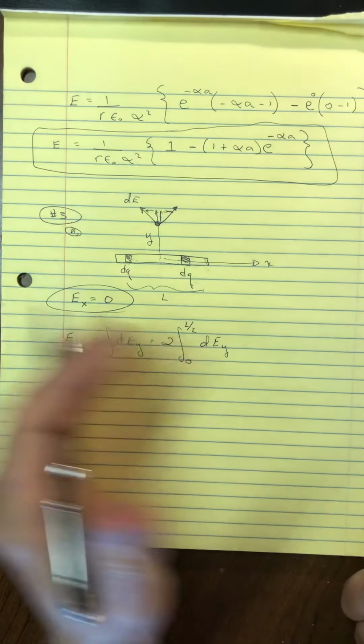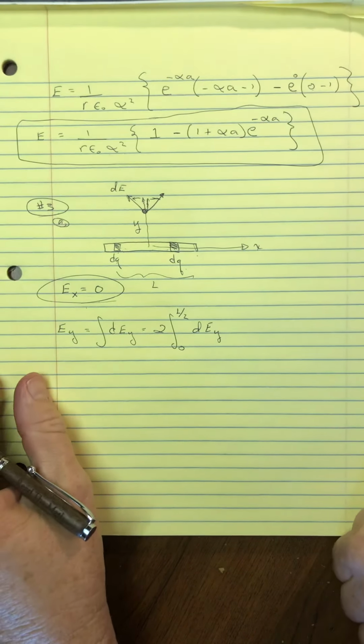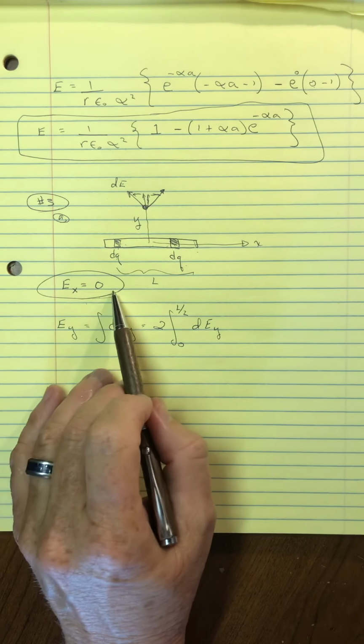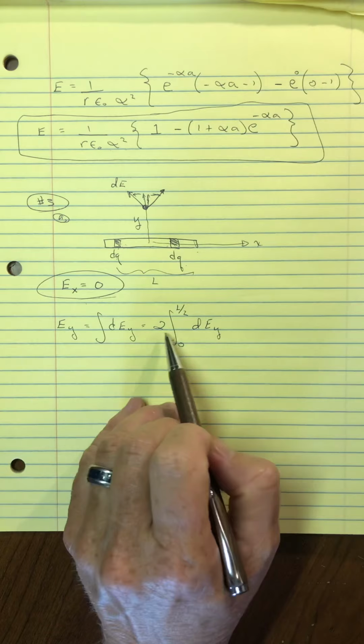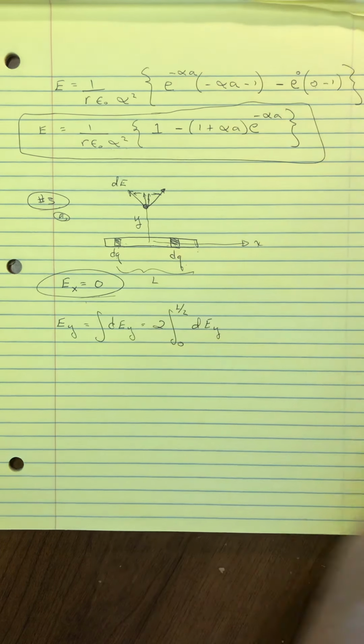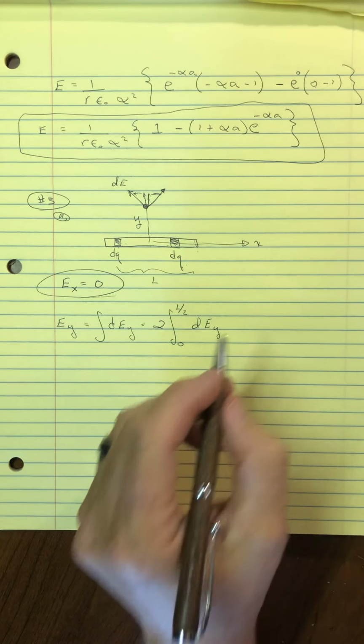So yeah, that's kind of the logic in here that you would use the symmetry to quickly, hopefully, say the x component is 0 and the y component is twice what you would get if you just added up from the center out to one edge. So that's where I have.